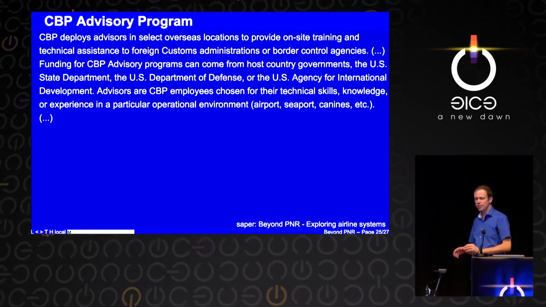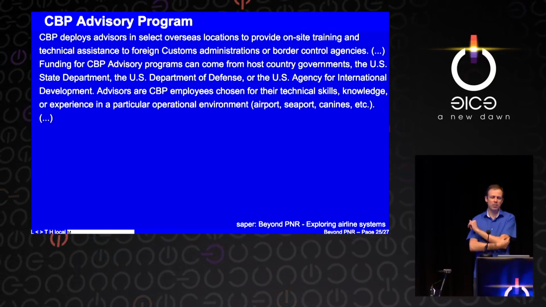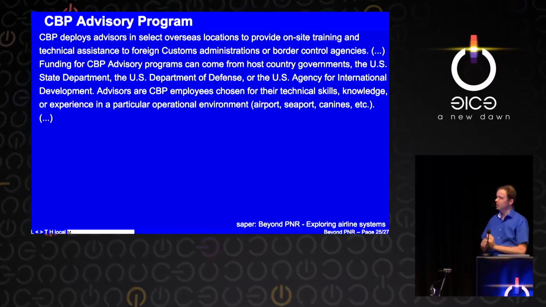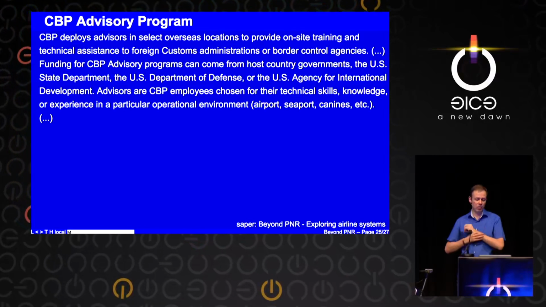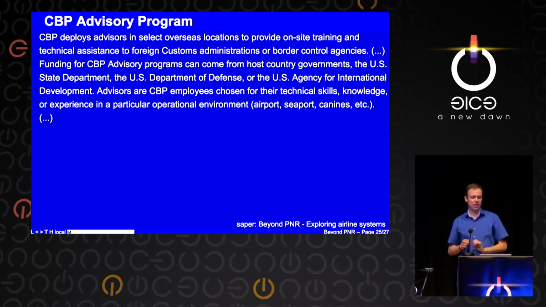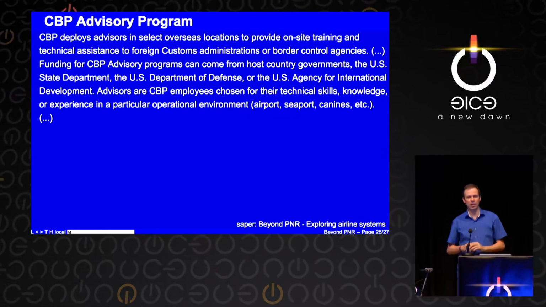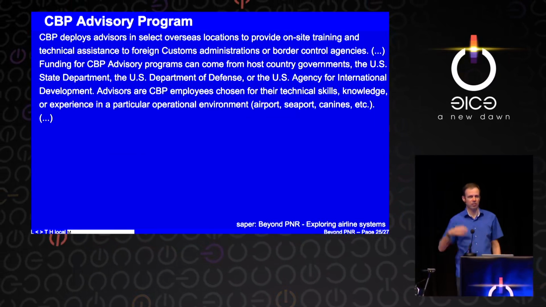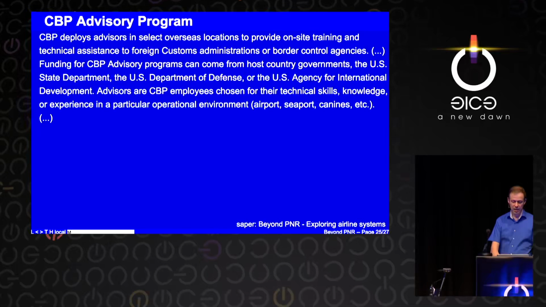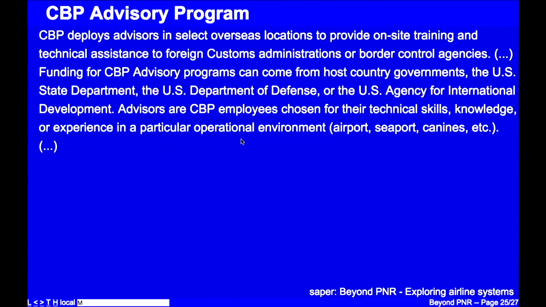One more lesser known feature of this proceeding is a CBP Advisory Program. To quote the website, they deploy advisors in selected overseas locations to provide on-site training and technical assistance to foreign customs administration or border control agencies. So these are actually American employees being outside. They receive information from the Department of Homeland Security because they already have information about passengers delivered, and they can approach some passenger, ask him a few questions, or talk to the airline.